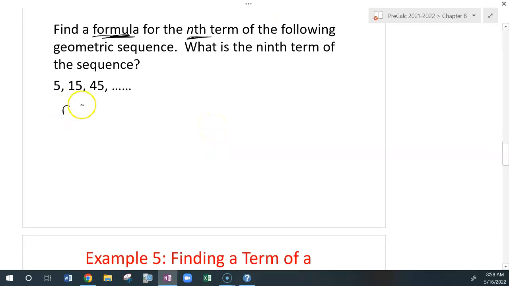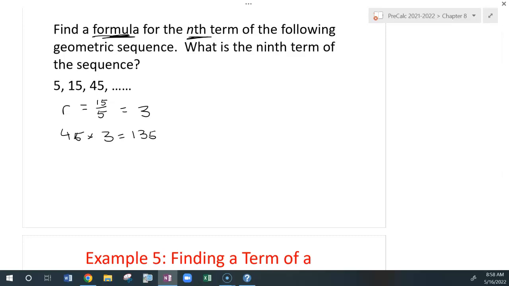So my common ratio r is going to be, I just need 2 consecutive terms. So I'm going to do 15 over 5, and I get a 3. So what that means is 5 times 3 is 15. 15 times 3 is 45. So my next term would be 45 times 3, and that gives me 135. And you could just keep going like that, just keep multiplying terms by 3.